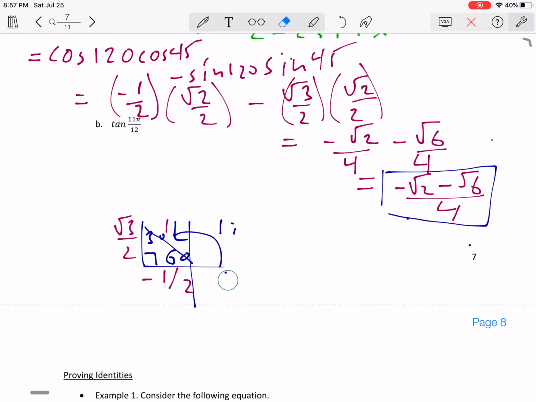Okay, so you need to do that. But what I'm saying is you can use your calculator. You can figure out what cosine 165 is on your calculator, and then you can work out negative root 2 minus root 6 divided by 4, and it should give you the same answer. So at least that way you have some confidence in knowing you got the correct answer. Okay, let's look at another one here.